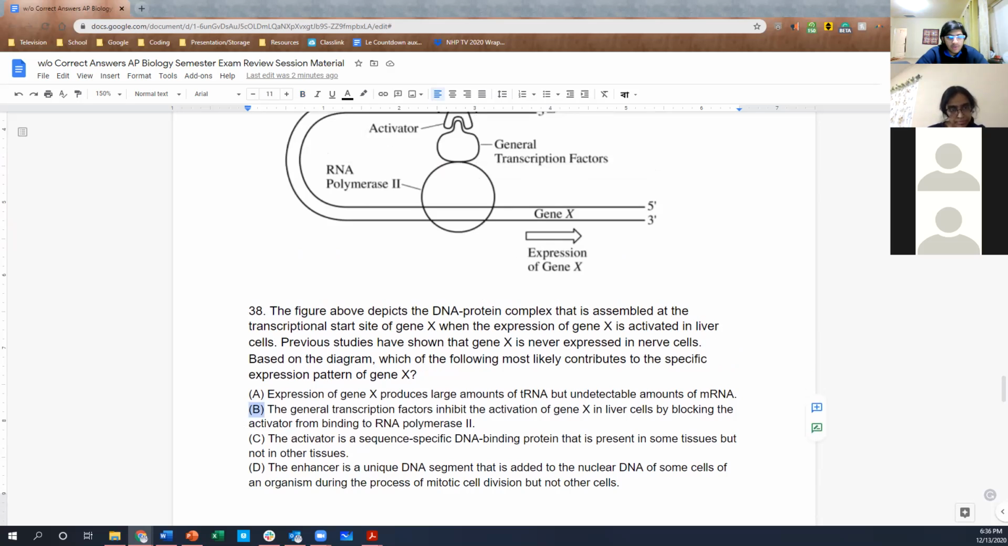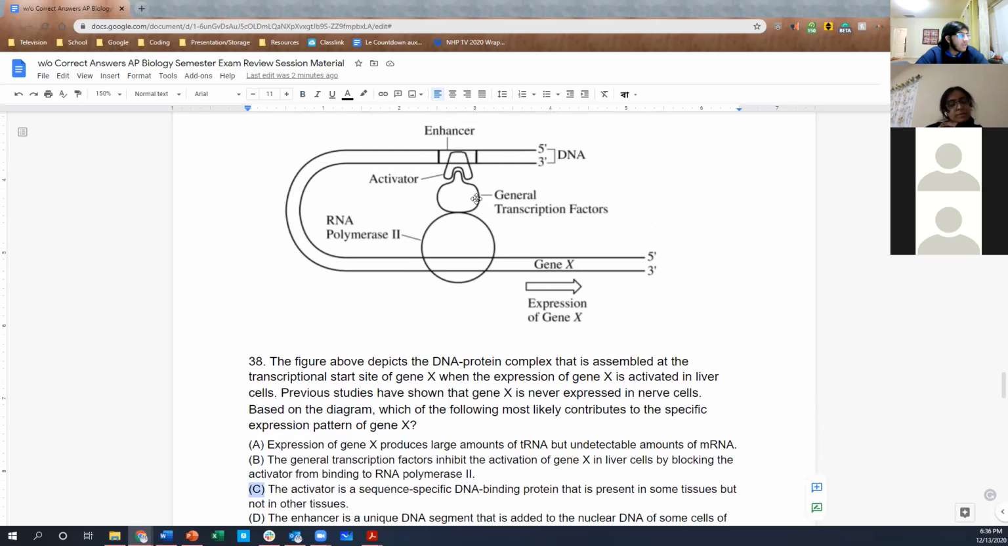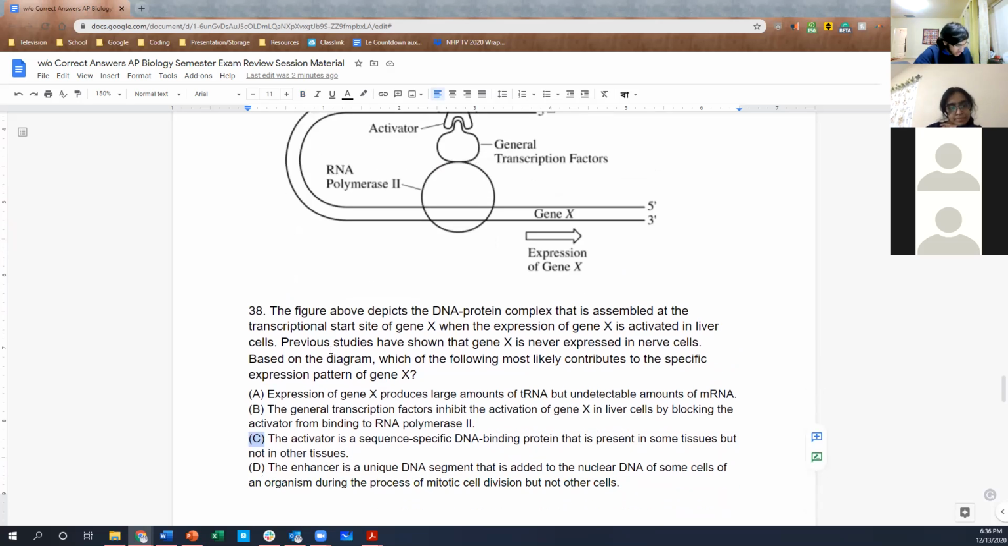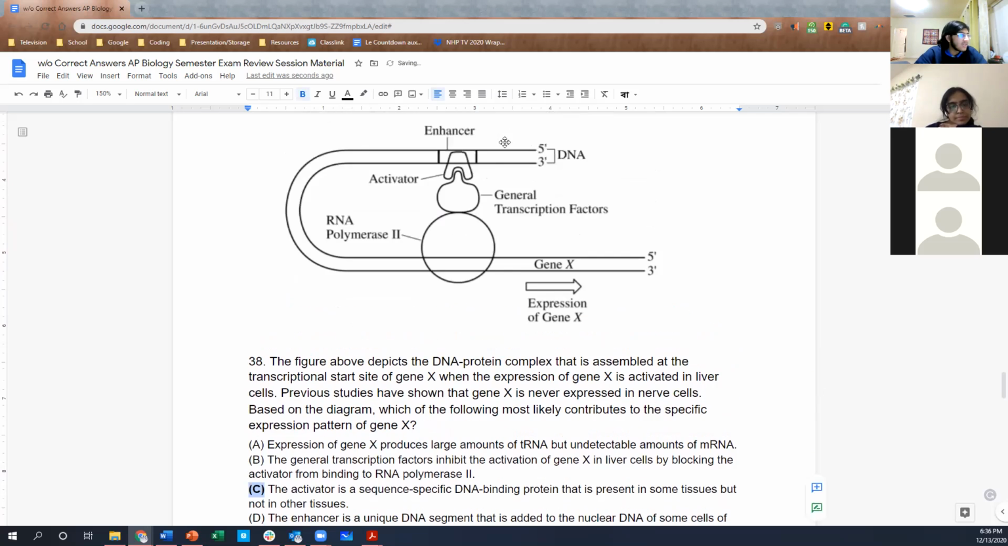Let me see the answers. The answer is C. It's not B. Oh, the activator is a sequence. Yeah, okay. We haven't learned about this yet, but it has to do with transcription. The activator is a protein that binds to DNA, and that's what activates DNA transcription. General transcription factors, okay, I see. This one we wouldn't know.